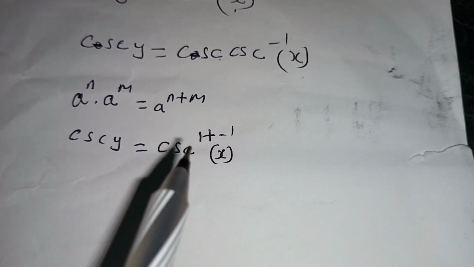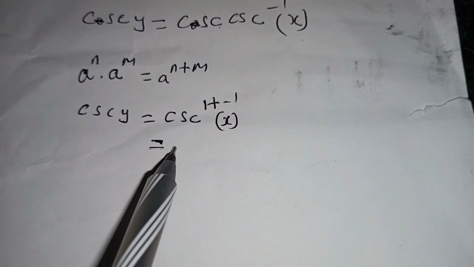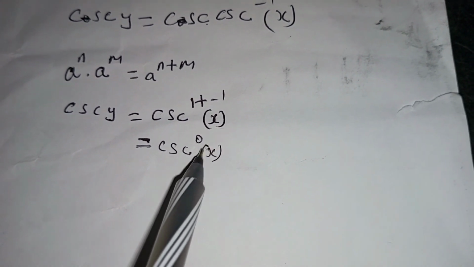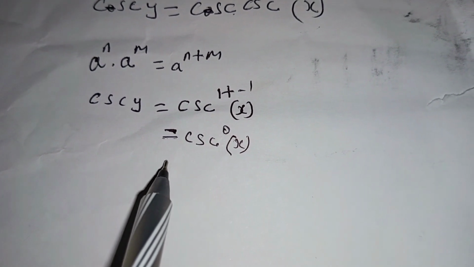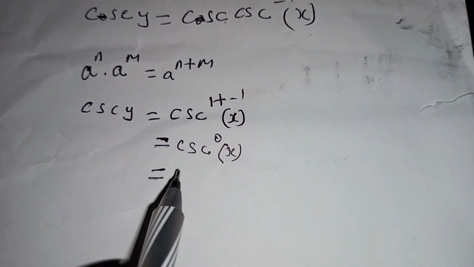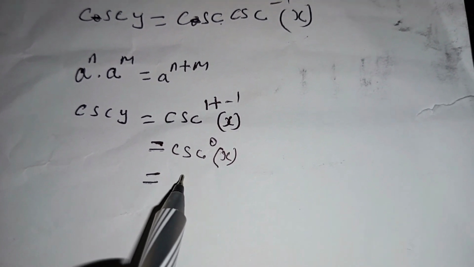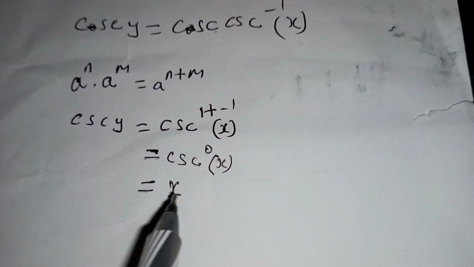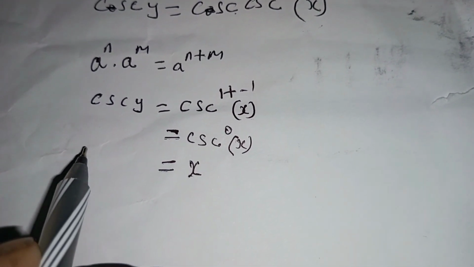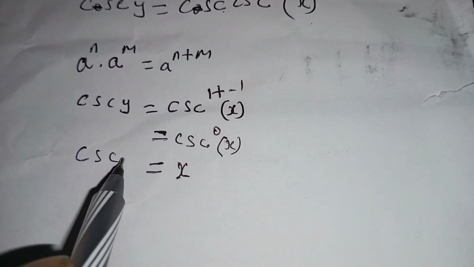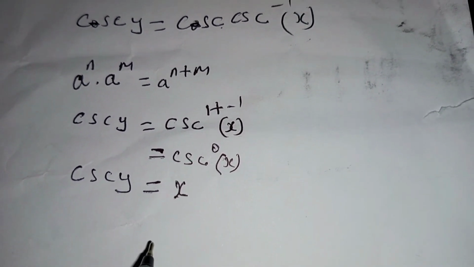So adding 1 plus -1, we shall obtain cosec power 0 of x. Then we note that any number to the power of 0 is 1. So 1 times x is x. On the left we have cosec of y is equal to x.